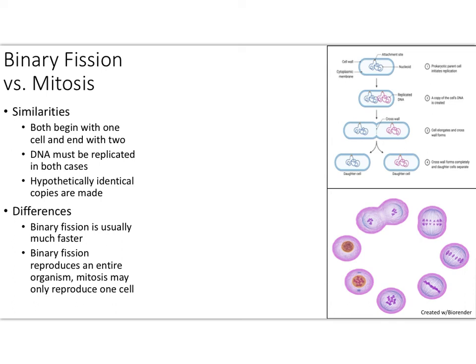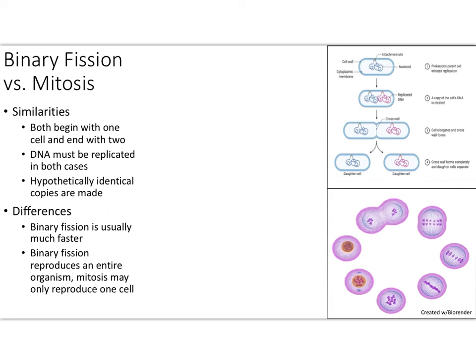So, bringing that all back to binary fission and mitosis. In terms of similarities, both begin with 1 cell and end with 2. The DNA has to be replicated first in both cases. If the DNA is not replicated or is not replicated properly, then you would end up with a cell division event that does not pass off all of the information, or at least the necessary information, to the next generation of cells.